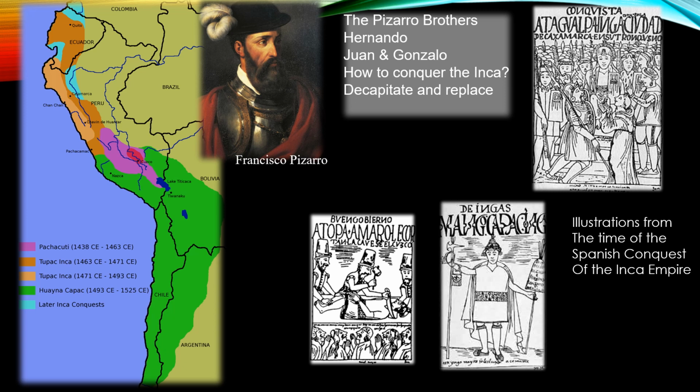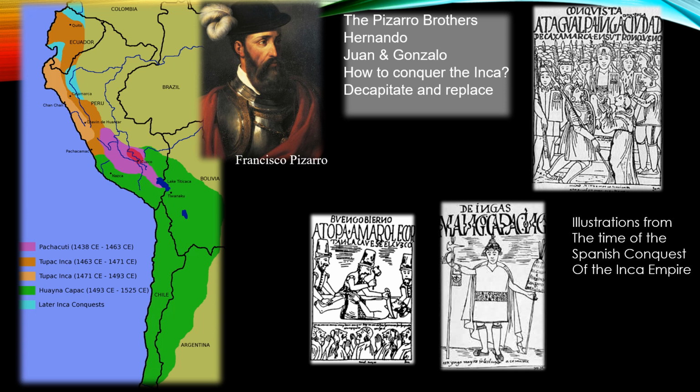So they land in modern-day northern Chile or southern Ecuador. They land on the coast there. Later on, that'll be part of Bolivia, and then that gets cut off by Chile in a later war, but that's a separate issue. And he starts going up the Andes, traveling up the Andes.